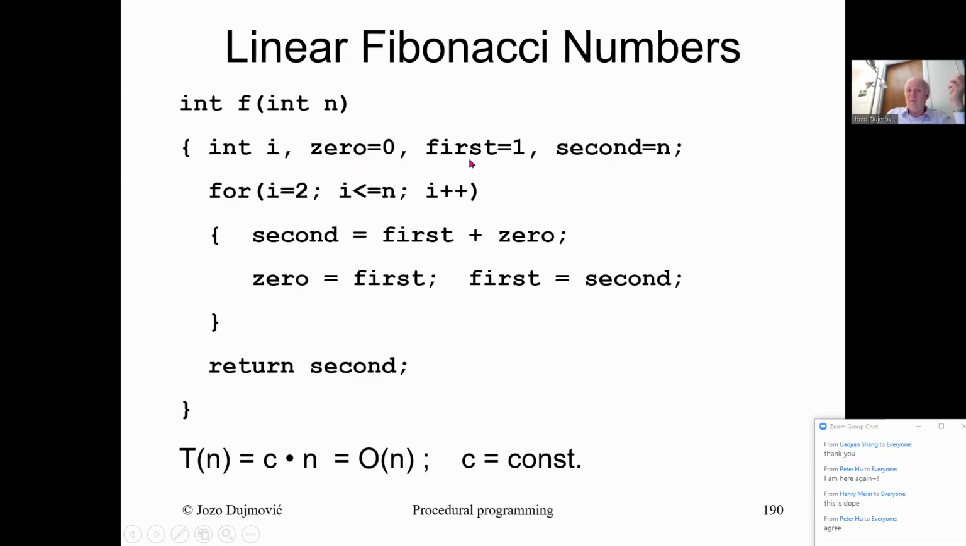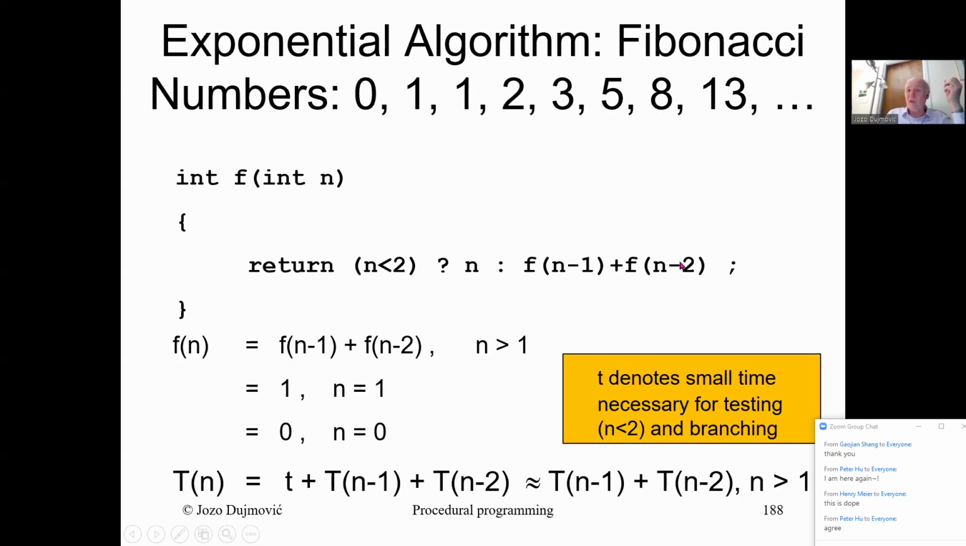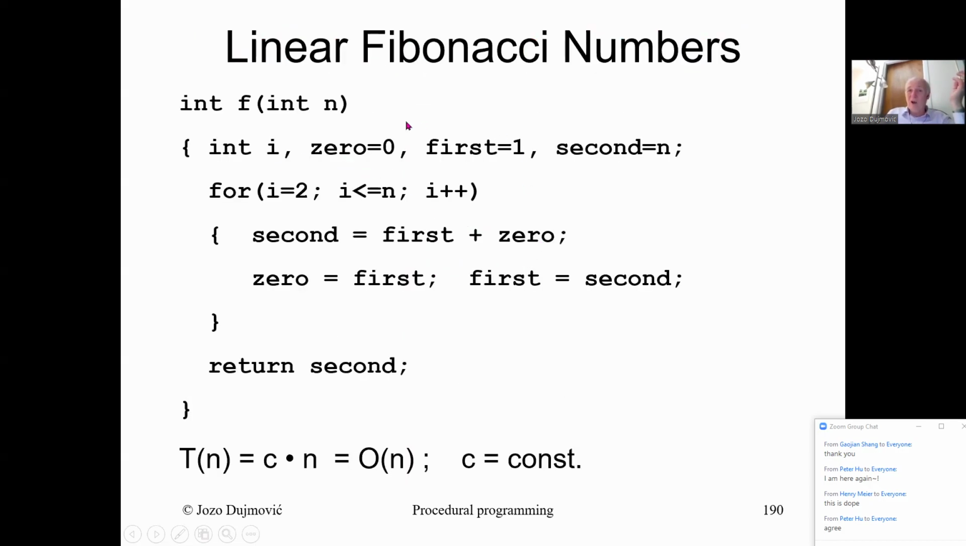It has three variables, first, second, and third, or 0, first, second, that are not visible in the statement of the problem. Nobody is telling you that there is first, second, and third. There is also a counter i, which is not visible here. There is no counter in the statement of the problem. So this is a typical procedural program. You make the procedure based on auxiliary variables, and what you get as the result is a linear program, O of n, that works in a few microseconds.